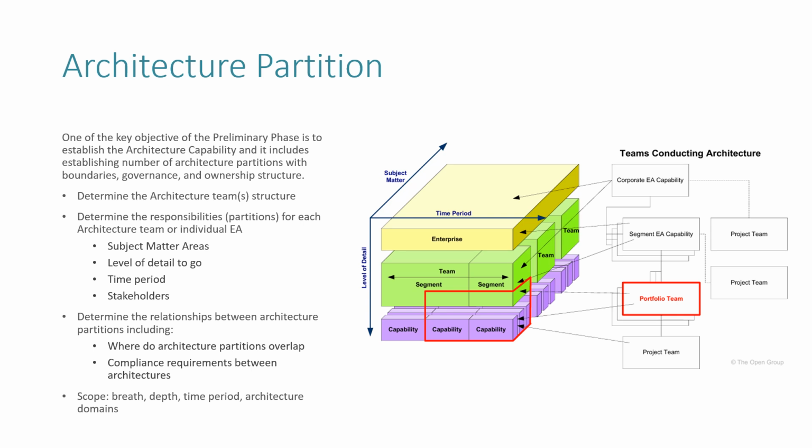It can be multiple teams or it can be multiple just individual EAs. And for each team or each individual, we define the partition. We define, in that partition, what subject matter areas that team will look after, to what level of detail they will go, and what will be their time period, what will be their stakeholders. And they also define the relationship between those partitions.